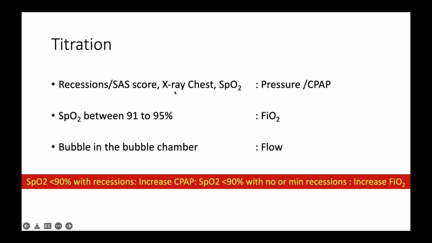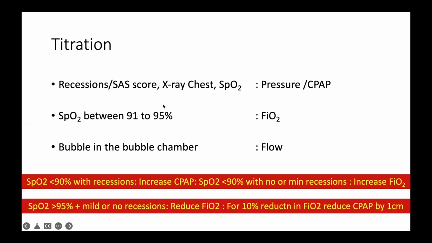So the titration is basically, if a baby is hypoxic and has retractions, then you keep increasing the pressure from 5 to 6, 6 to 7. However, if the baby is hypoxic, that is the saturation is less than 90%, but there are minimal or no retractions, then you increase the FiO2 to improve the hypoxia. Now, when you decrease, if the baby's saturations are consistently above 94 or 95%, and if there are minimal or no retractions, you decrease the FiO2.